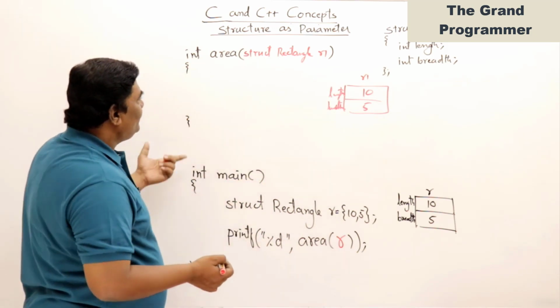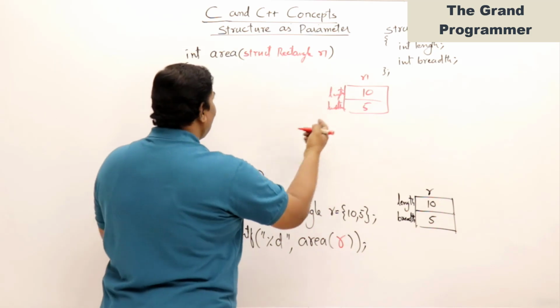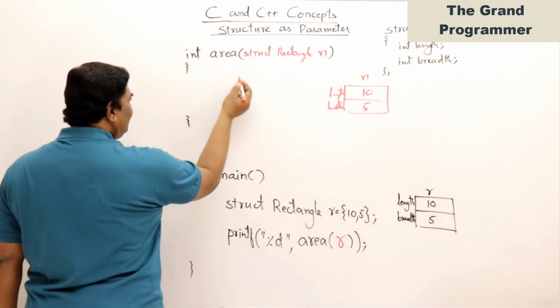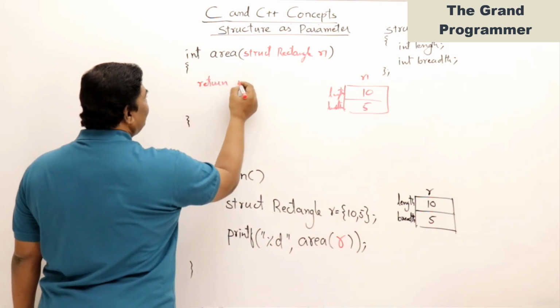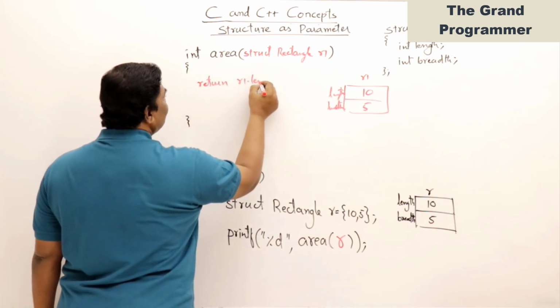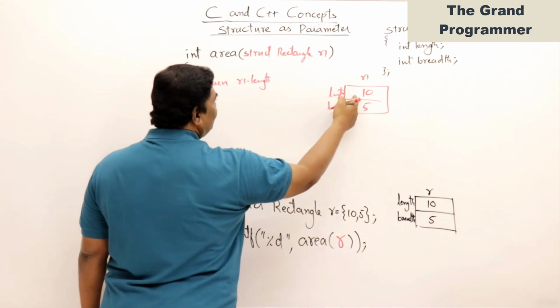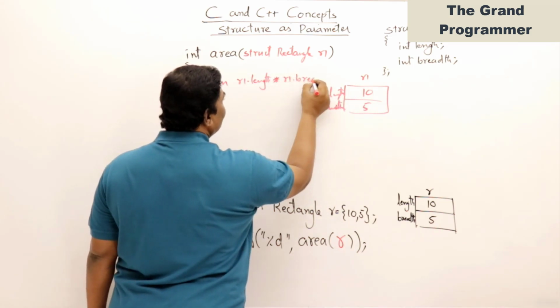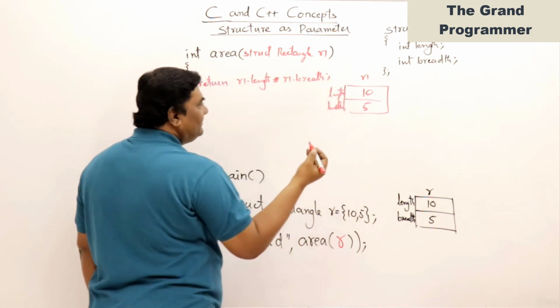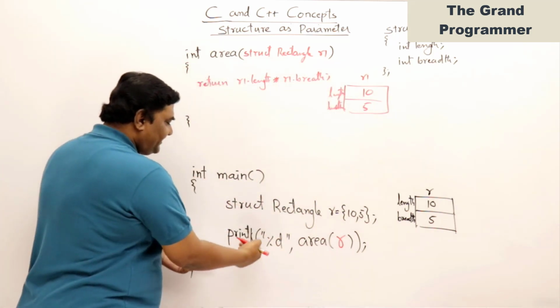Now here what I want to do is just calculate the area. So I have to multiply length and breadth. So directly I will write down return. I will directly write in the return statement R1 dot length, so R1's length, right, into R1's breadth. That's all. It will return the result, and this printf will print it.